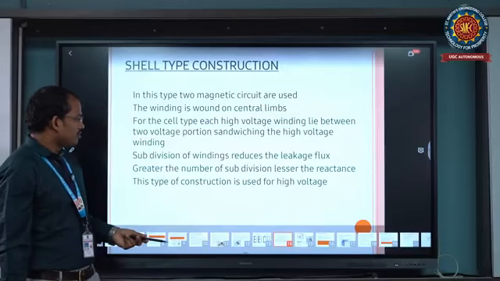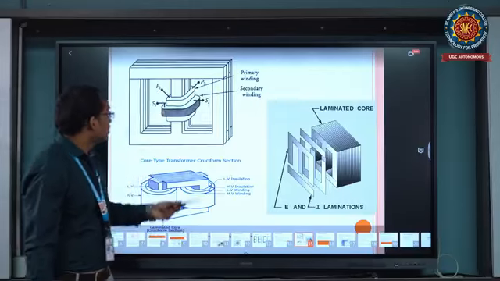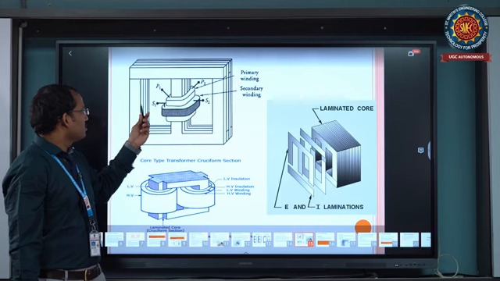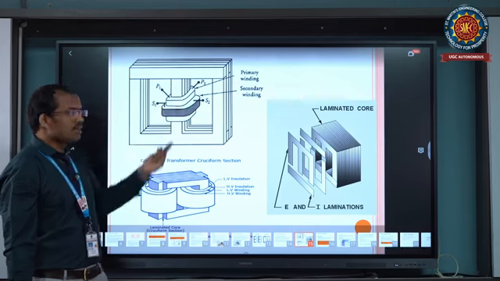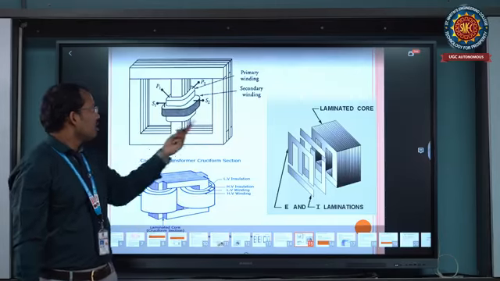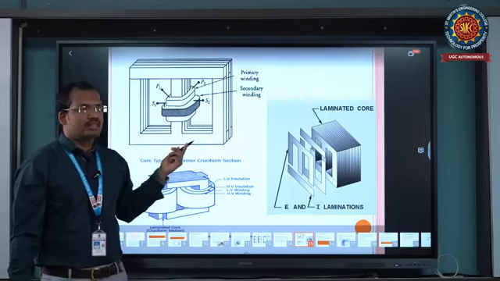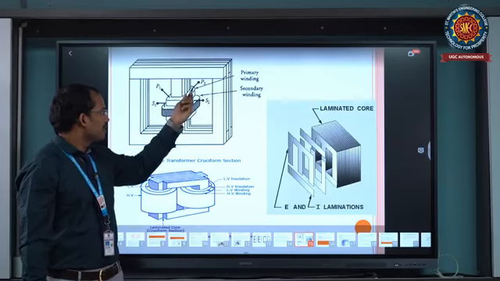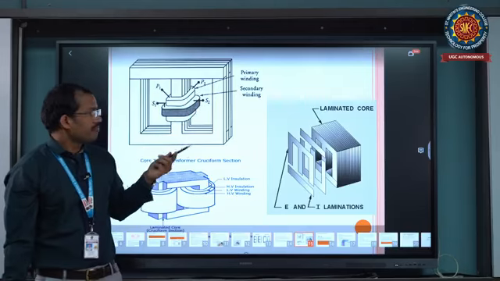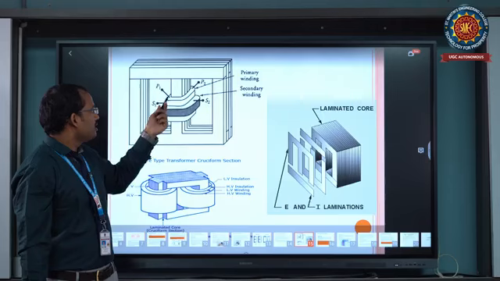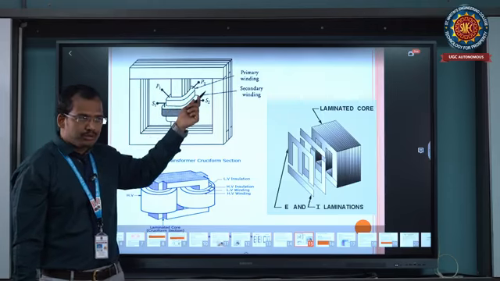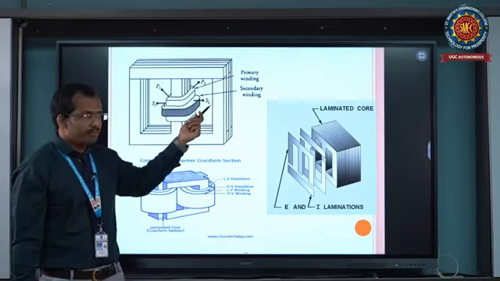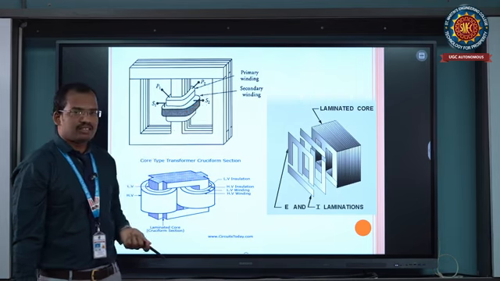And next one is the shell type of transformer. This is the diagram of the shell type of transformer. It has a total of 3 limbs. These 2 are the outer limbs and the middle one is the central limb. On this central limb, the primary winding is connected on the internal side and the secondary winding on the external side. This is P1 and P2 on the primary side, S1 and S2 on the secondary side. These are the windings of the transformer.